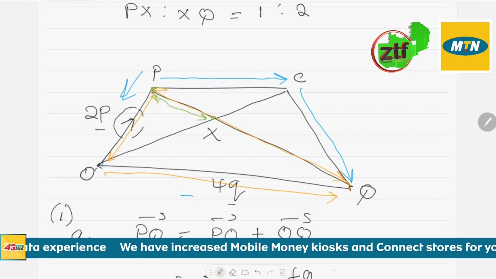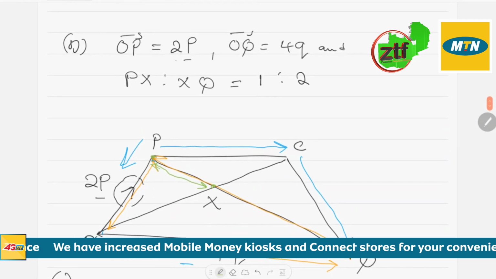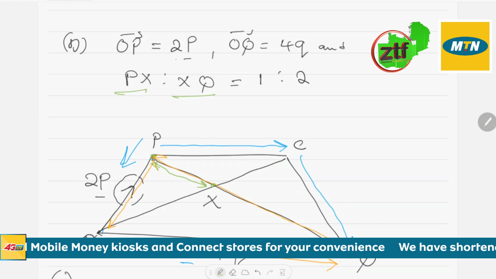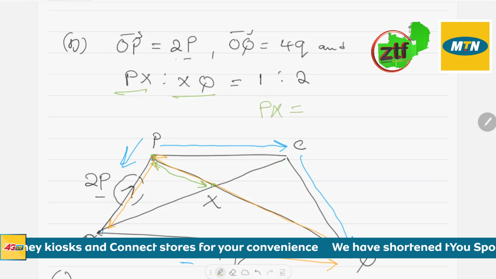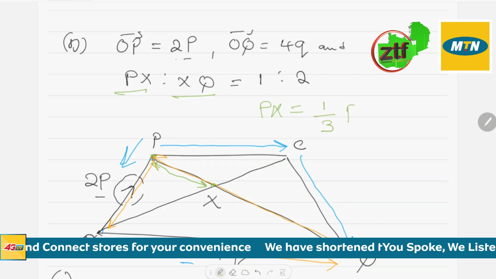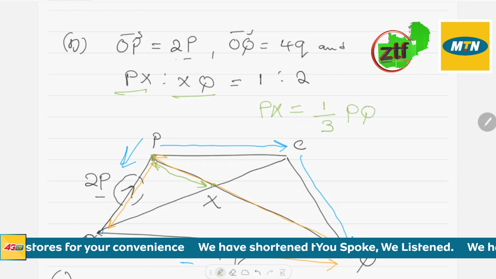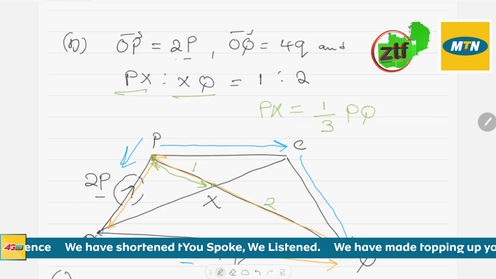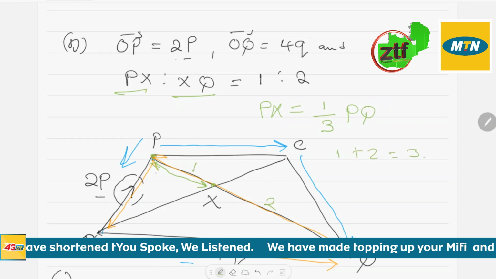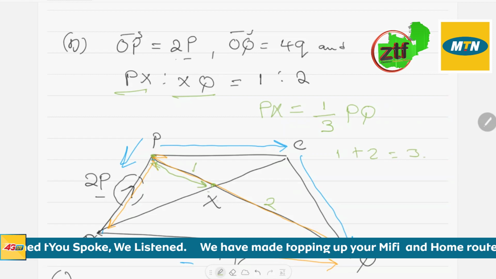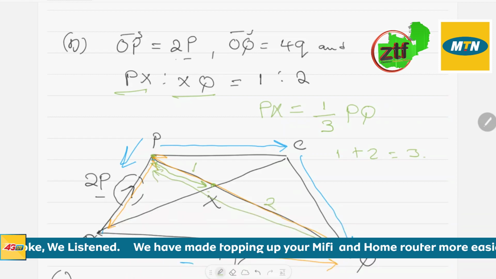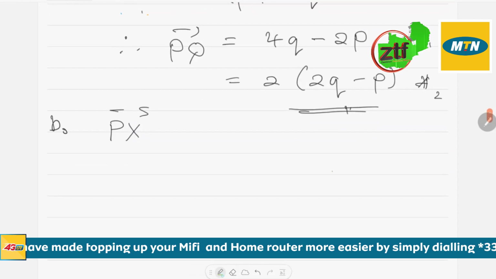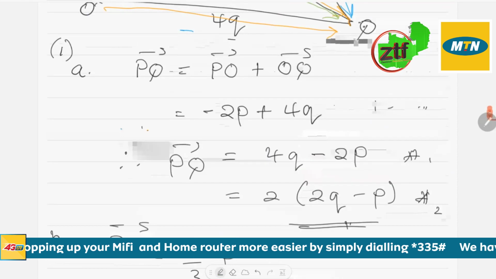You need to know that from the question you have been given that the ratio PX to XQ is equal to 1 to 2. By implication, we are saying that PX is equal to 1/3 of PQ. That's what it means. The ratio is PX we have 1 and XQ we have 2. So the total of the ratios here will give you 3. That is 1 plus 2 will get 3, implying that PX is 1/3 of this entire line, which is PQ. So to find the vector PX, we just simply say PX is 1/3 of vector PQ.